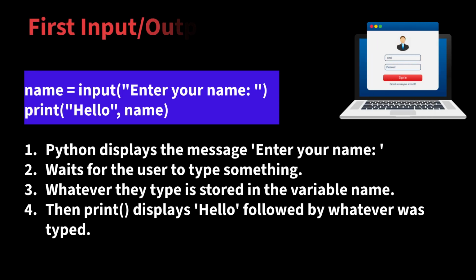So far, we have printed things, but how do we take input from the user? That's where the input function comes in. So, here, when we run this, Python displays the message enter your name and waits for the user to type something. Whatever they type is stored in the variable name. The print displays hello followed by whatever was typed.